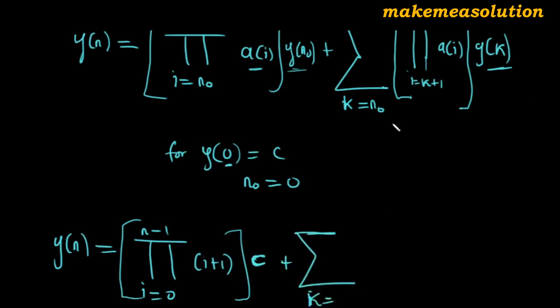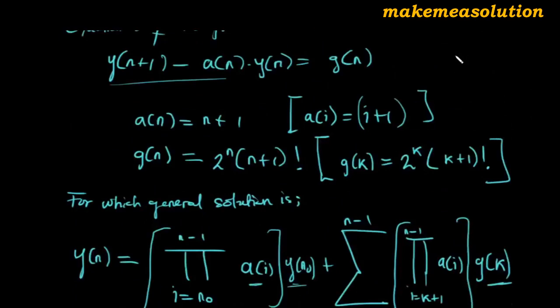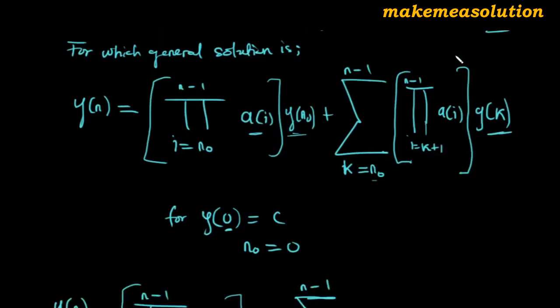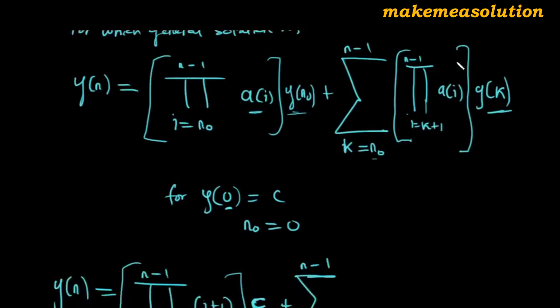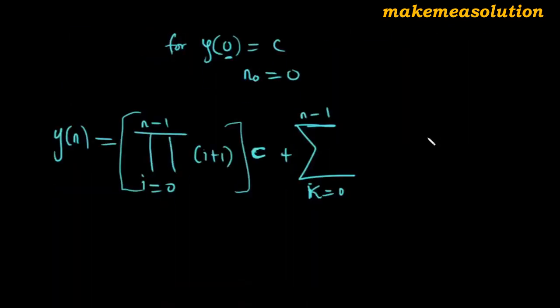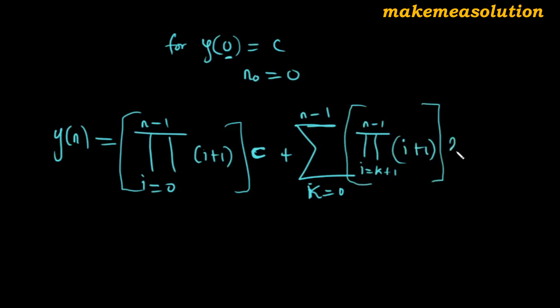Then plus, I now have the summation, k equal to n naught, which is 0 in this case, to n minus 1. Then you now have your product again, the product of a i from i equal to k plus 1 to n minus 1. a i is still i plus 1 in this case. And everything is multiplied by g of k, which we saw as 2^k (k plus 1) factorial.